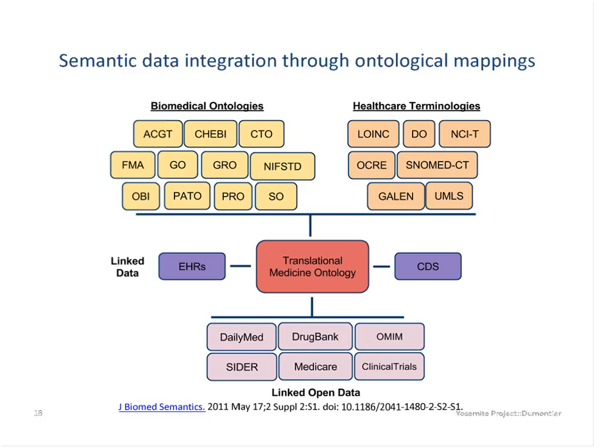to connect the main concepts from the biomedical ontologies and the healthcare terminologies together so that they would link downwards to the actual data that we have in the biomedical domain: from the drug product labels, from DailyMed; drug and drug target information in DrugBank; disease and gene information in OMIM; side effects and drug indications that are text mined from product labels in SIDER; information about Medicare coverage and availability of drugs; and clinical trials themselves.